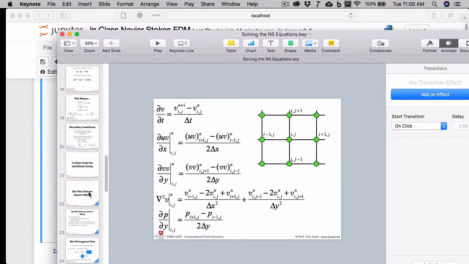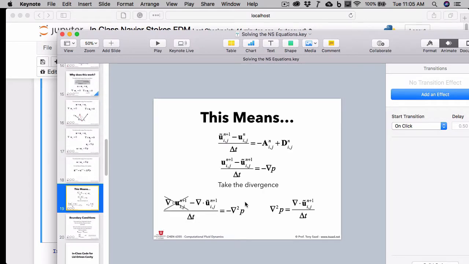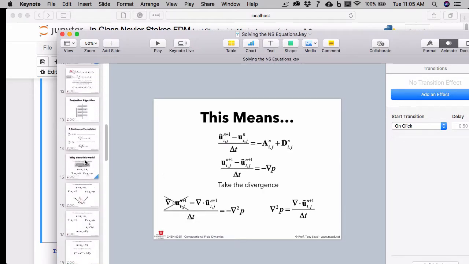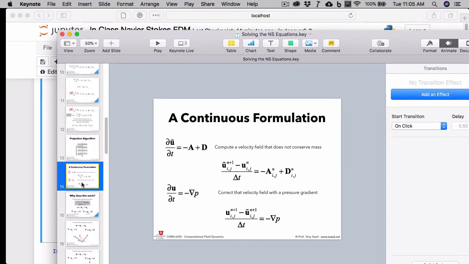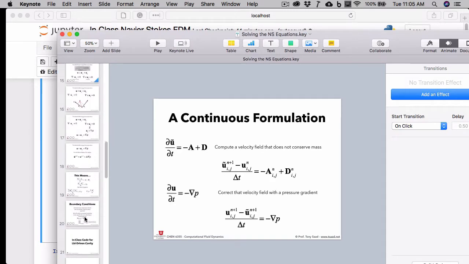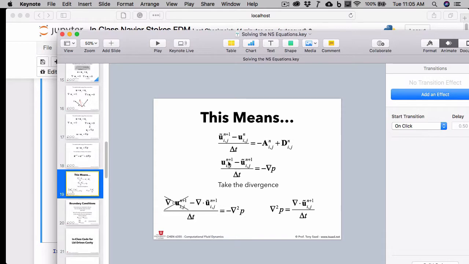what is the projection algorithm? So let me see these steps. Let's put this one here. So this is computing this step. U tilde is un plus delta t times the right-hand side for the u momentum, and v tilde for the v momentum. Agreed?